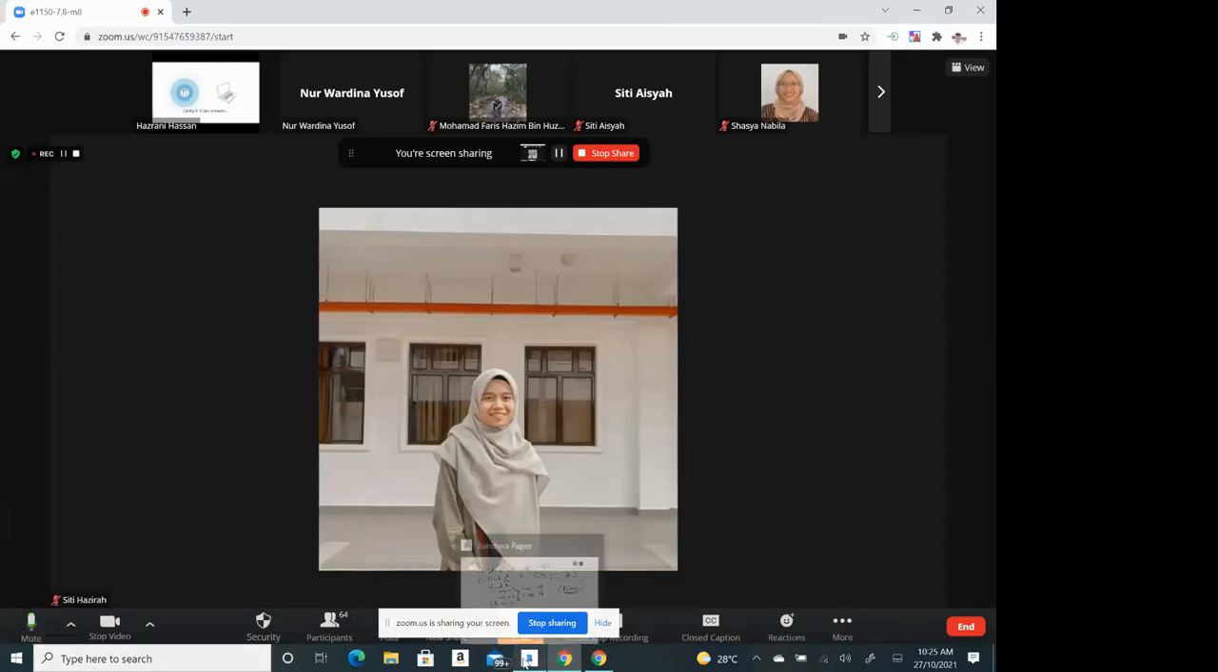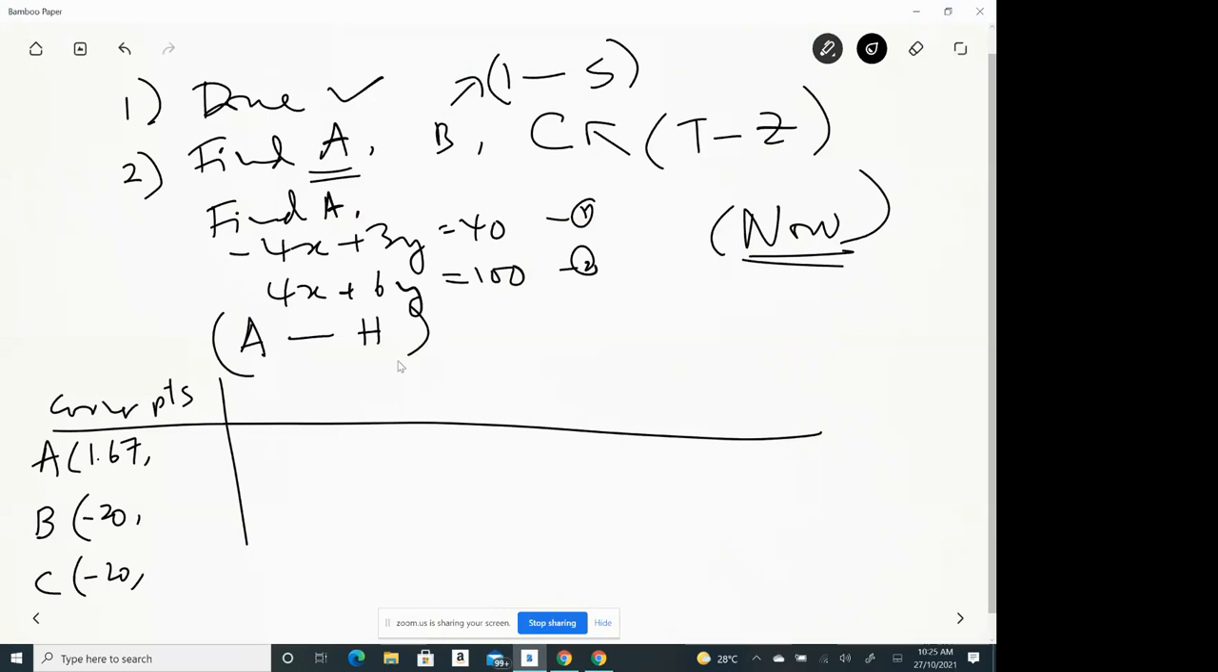Berapa minit nak buat? You know, these are simple things. If the simple things we cannot do, berat. But these are the simple things that we should be doing very, very quickly. Okay, point A, B, C, whatever. Whoever gets the point, let me know. Either B, C, A, it doesn't matter. Taklah, point B ke C ke tak kira.